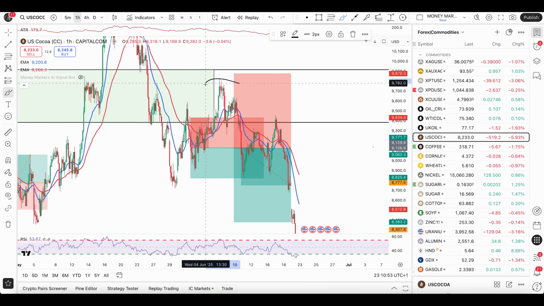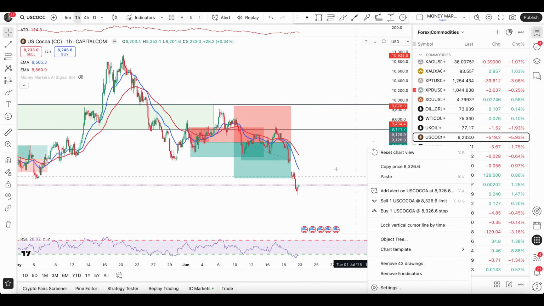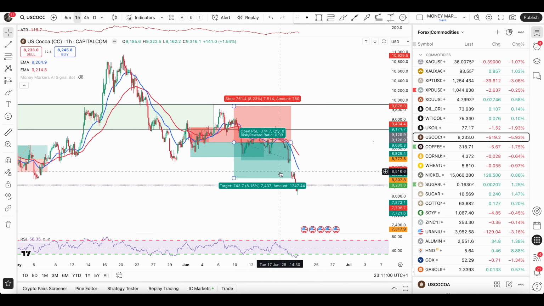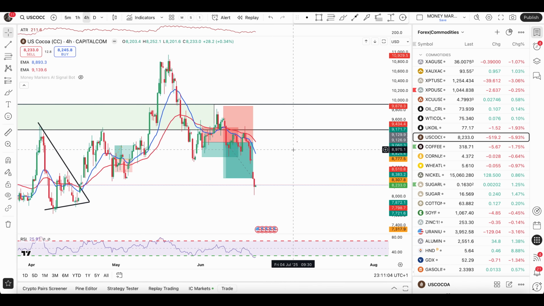Let's see how it goes. It goes almost near to my stop loss. A very good example of how nicely it pushes down, hitting the bigger targets. That is an insane amount of pips here. So let's see the clip from the last video, then we can connect from there.